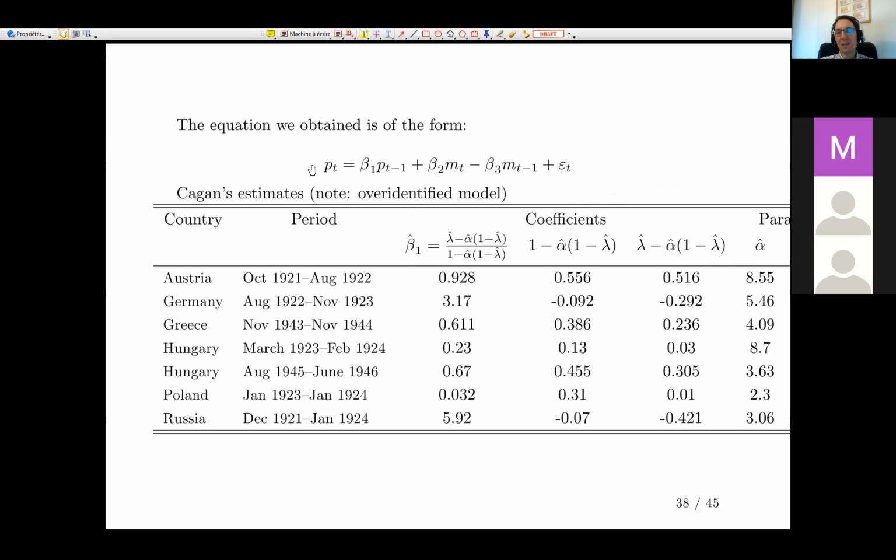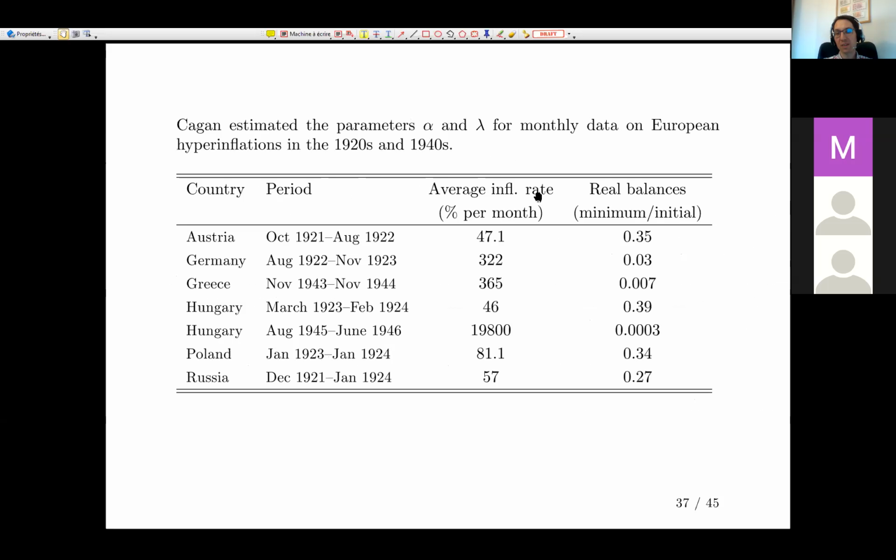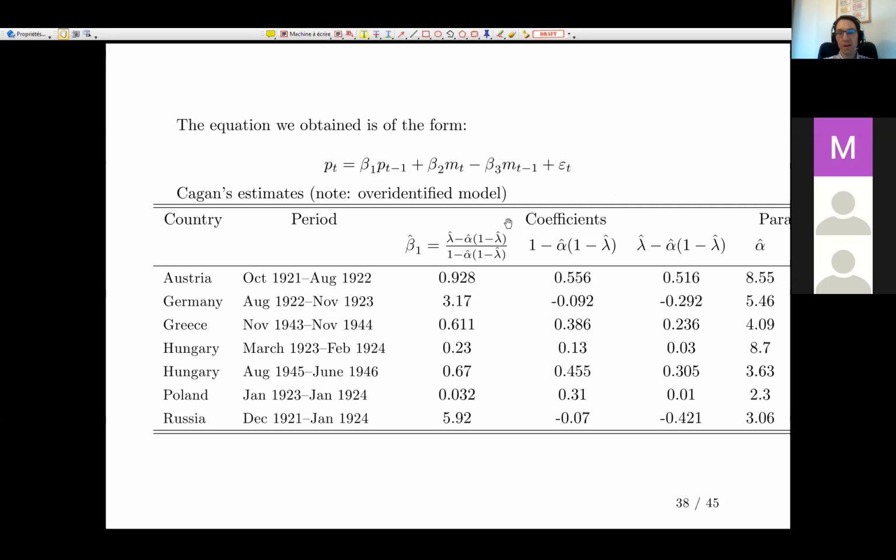Well, not exactly linear regression in the paper if you look at it, but you can interpret this as a linear regression. He models price today as a function of price yesterday, money balances today, and money balances yesterday. Again, M here is the real balances minimum compared to initial. He estimates these coefficients: beta 1 equals this, beta 2 equals 1 divided by this, and beta 3 equals 1 divided by this thing here.